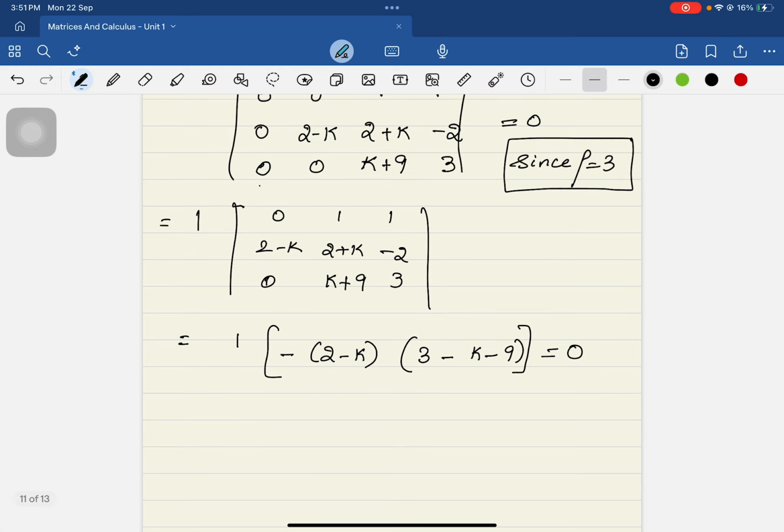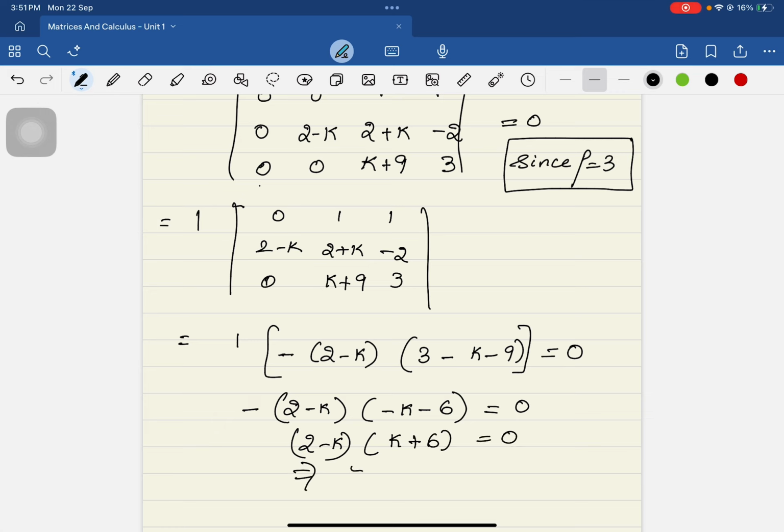Now let us do the operation here. It is anyhow negative, it is equal to 0. So 2 minus k times minus k minus 6 is equal to 0, or you take the negative sign, and now it is 2 minus k times k plus 6 is equal to 0. So that implies 2 minus k is equal to 0, or k plus 6 is equal to 0. So that implies the value of k is 2, or the value of k is minus 6.